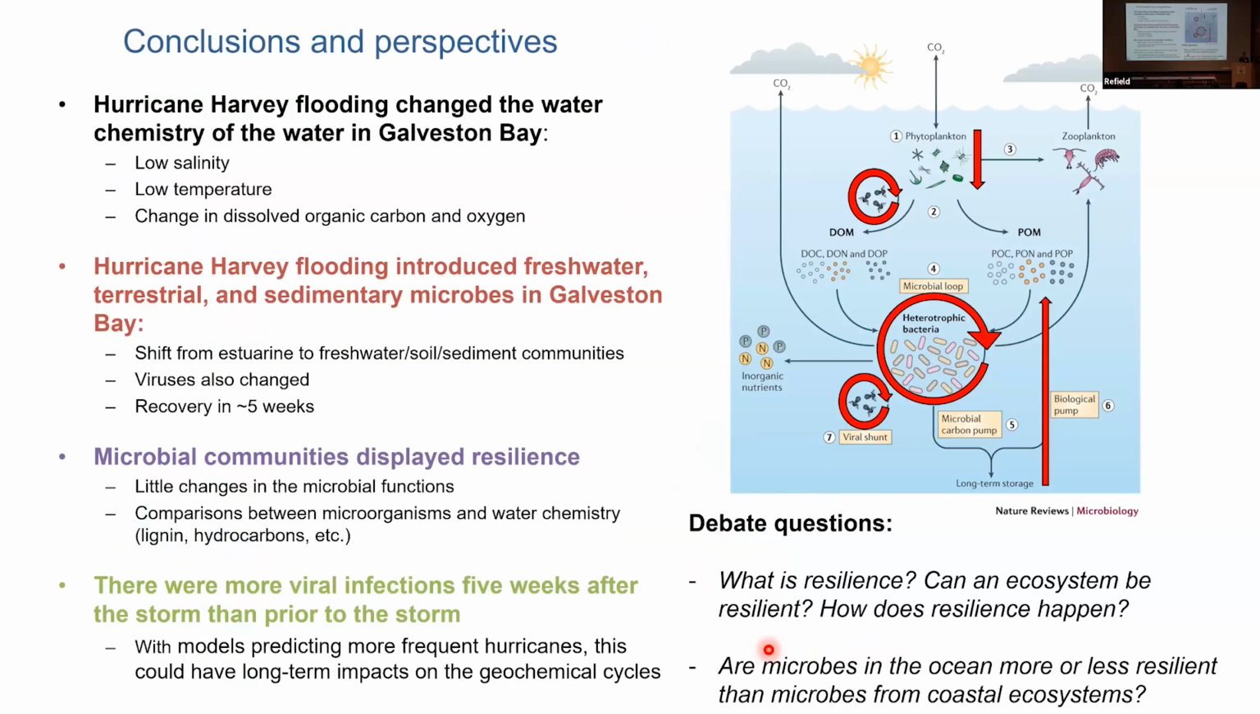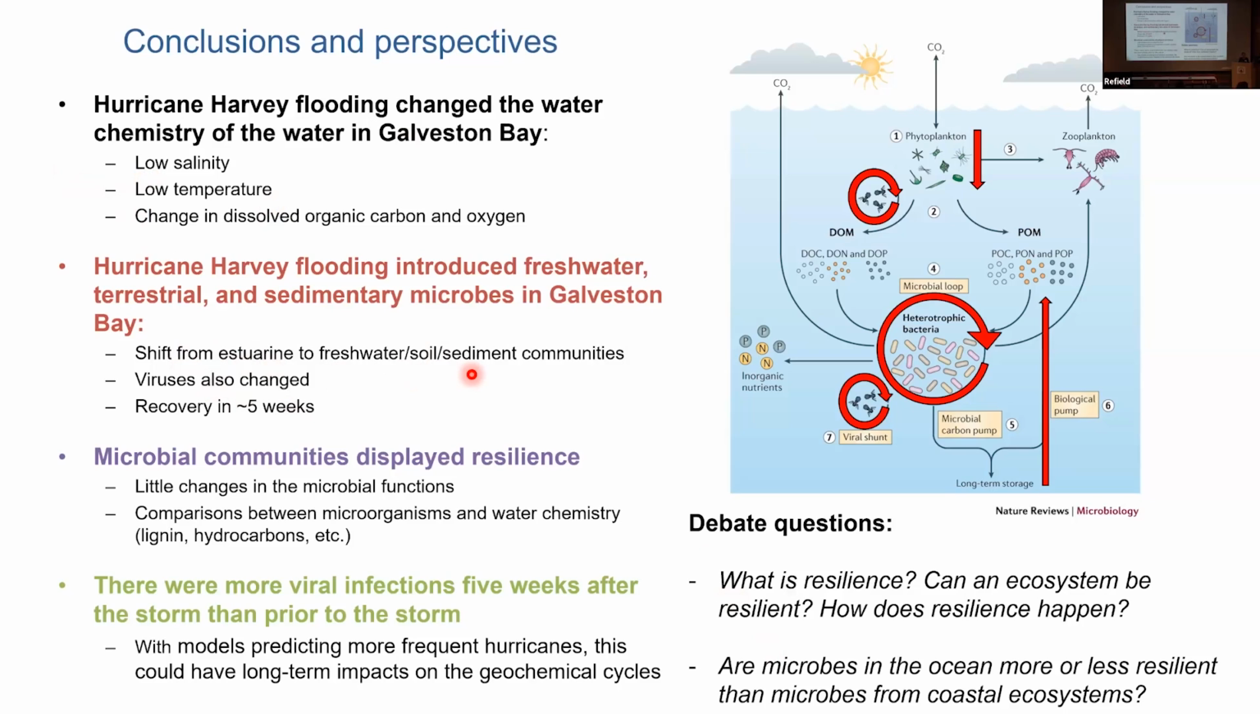So what we saw, Hurricane Harvey really changed the water chemistry: lower salinity, lower temperature, a lot more dissolved organic carbon, and less oxygen. And this really impacted the microbial community composition, where we had a shift from more estuarine to freshwater, which came back to estuarine after about 5 weeks.